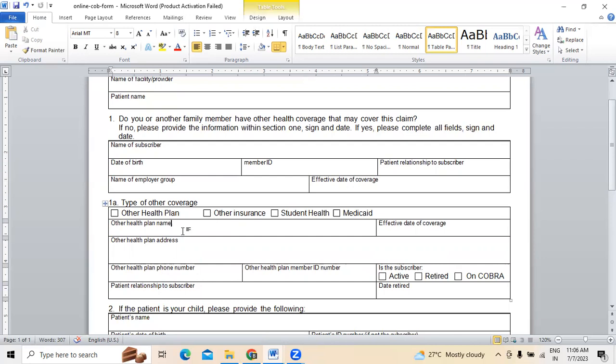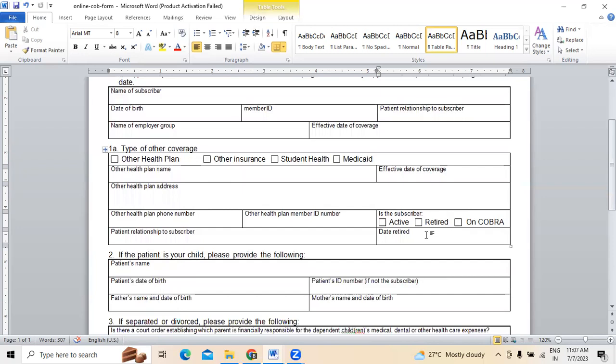Followed by this, they have to mention the plan name, right? Whatever the health plan name, that particular health plan which they are eligible for and which they have accepted. So those details, followed by the effective date of coverage, the health plan address at the same time. Followed by this, we need to mention the contact details. At the same time, the ID number of the health plan. Followed by this, we have to mention the subscriber status, like is the subscriber active or retired or something like that. So the status of the subscriber has to be mentioned here. Followed by this, as I mentioned, the patient relationship to the subscriber, the same thing will be repeated here. If they got retired, when they retired, etc.